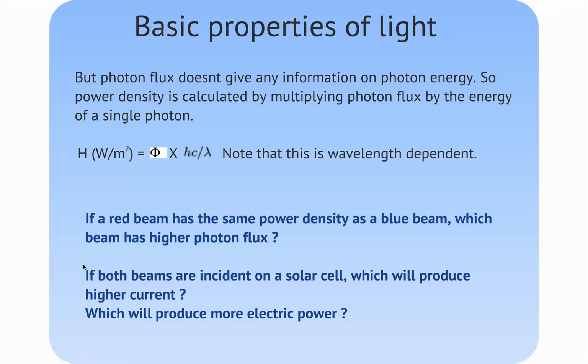Thanks, Meme. So the next question is, if both beams are incident on a solar cell, which will produce higher current? Again, I want you to take about 30 seconds or so to discuss this with your neighbor. So this is the red beam or the blue beam. You're pointing it at a solar cell, which will produce more current.